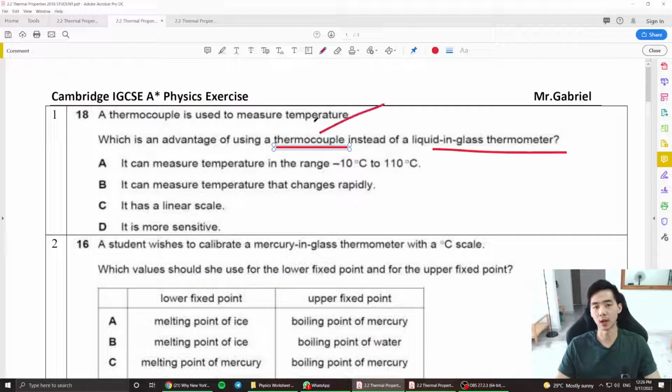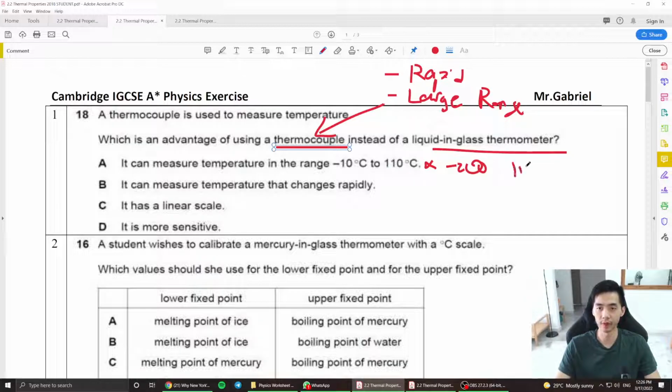Now, thermocouples are known to have two main advantages. Number one, it definitely has rapid response to temperature, and it has a super large range in terms of temperature reading. So it can measure a temperature range of -10 to 110? This is not true. It can actually measure anywhere from -200 degrees Celsius to 1100 degrees Celsius. It can measure temperature that changes rapidly. This is logical. It is a linear scale. It is more sensitive. No, definitely not logical.